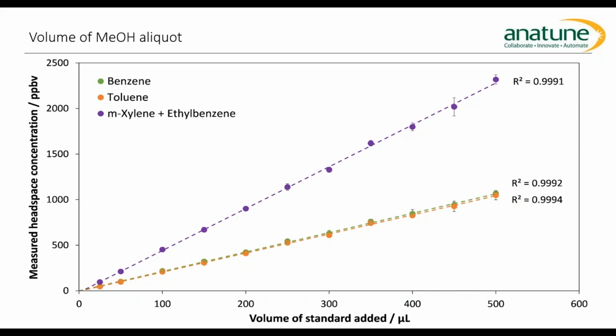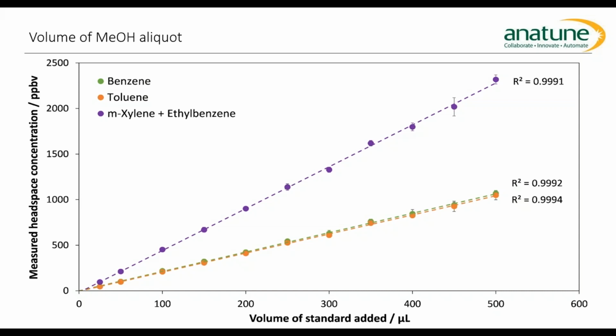Of course, if we're looking for more sensitivity in our system, could we add more methanol into the water? Because obviously if we add more methanol, we're actually adding more BTEX into our aqueous, and then we're able to generate a more sensitive method. So this plot here is essentially looking at the concentration of BTEX compounds that would be seen in the headspace if we varied the methanol aliquot into the water from 25 microliters up to 500 microliters.